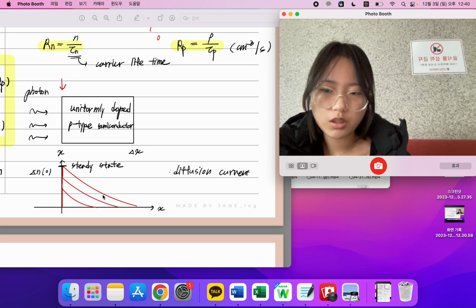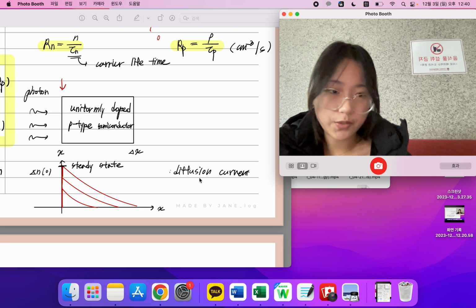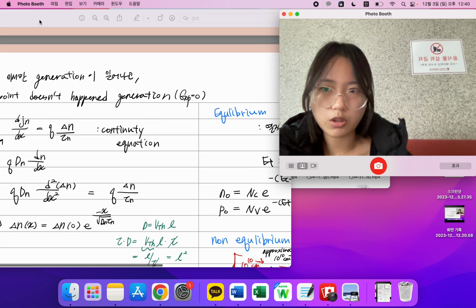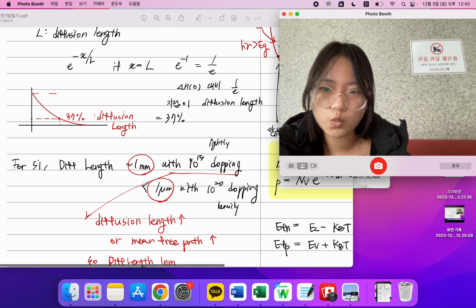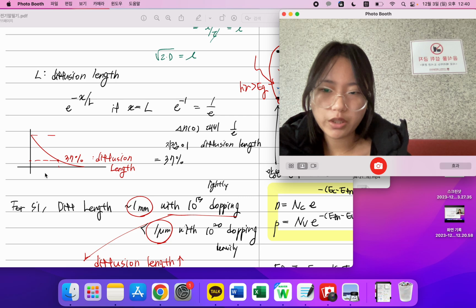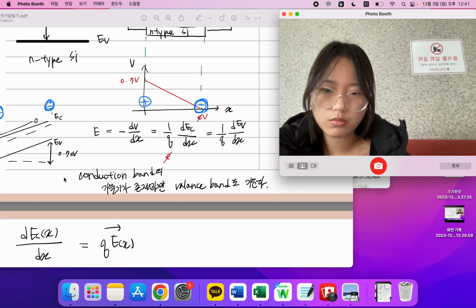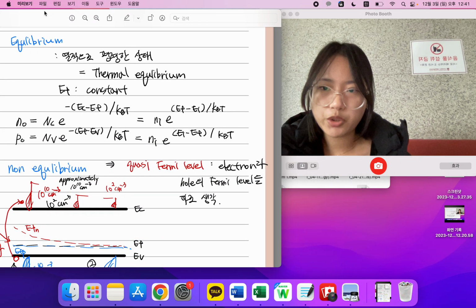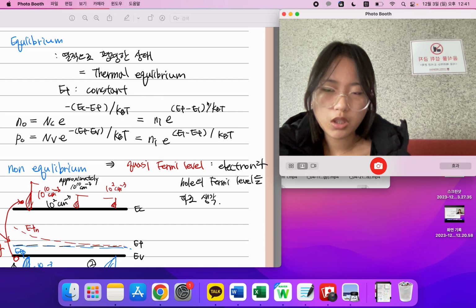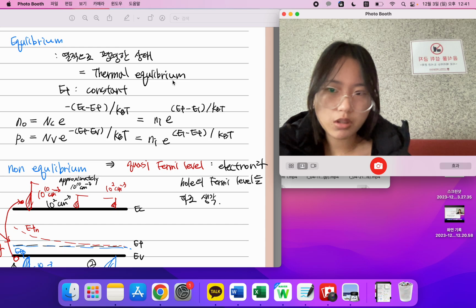So that happens, and we heard about diffusion current a bit ago. For the mathematical law, 37% is the diffusion length. And equilibrium means thermal equilibrium. When thermal equilibrium happens, the Fermi level is constant. If the Fermi level is constant, then carriers don't flow.